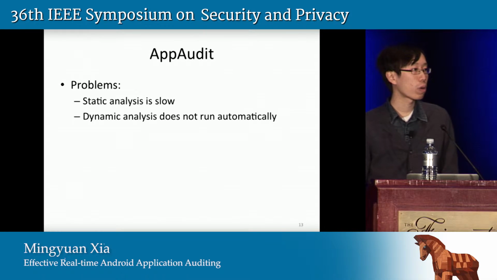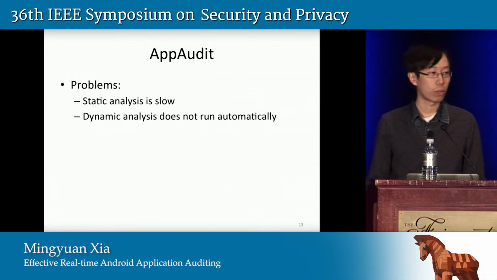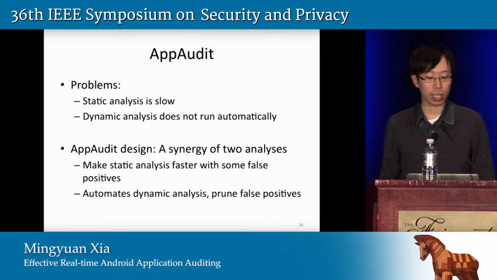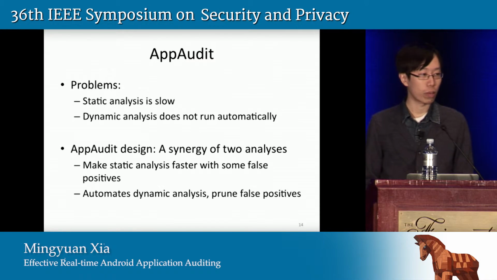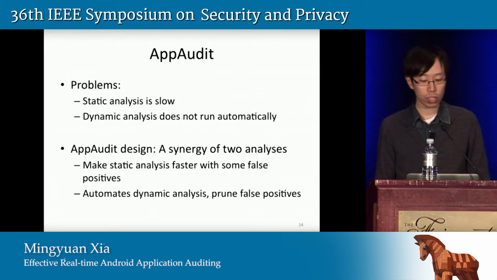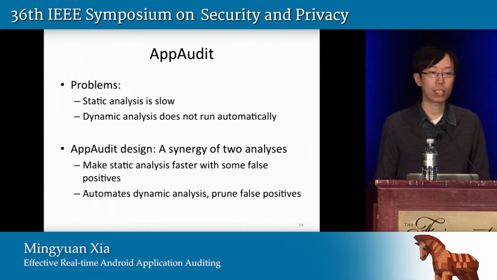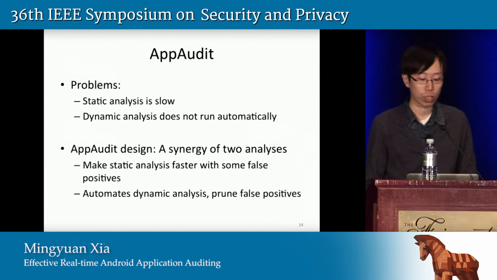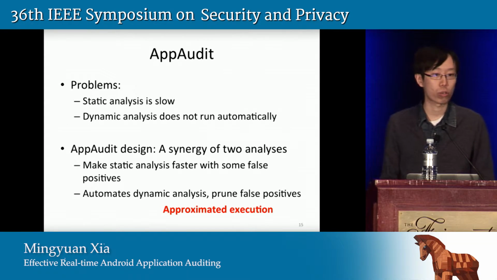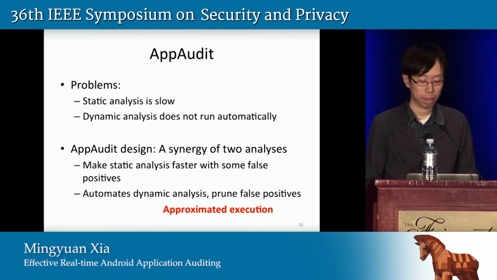So in this work, we propose AppAudit, which aims to solve the problem by combining static and dynamic analysis. We present a sequence of two analyses: we make static analysis faster, with some false positives, then we use a dynamic analysis to remove them. And because the dynamic analysis cannot be performed automatically, we propose approximated execution to tackle this problem.